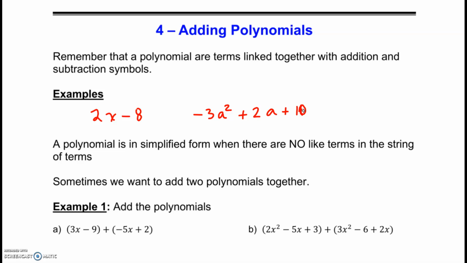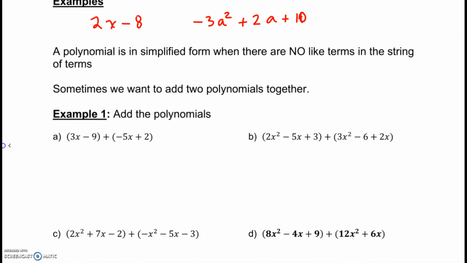A polynomial is in simplified form when there are no like terms in the string of terms. So if you look, I have 2x as my first term and 8 is my second term. That's a constant. These aren't like terms, so we know this is as simplified as possible. In the trinomial that I wrote, I can see my first and second term both have an a, but this is a squared and this is a, so they're not like terms, and I cannot add the 10 in with any of them, so that is as simplified as possible.